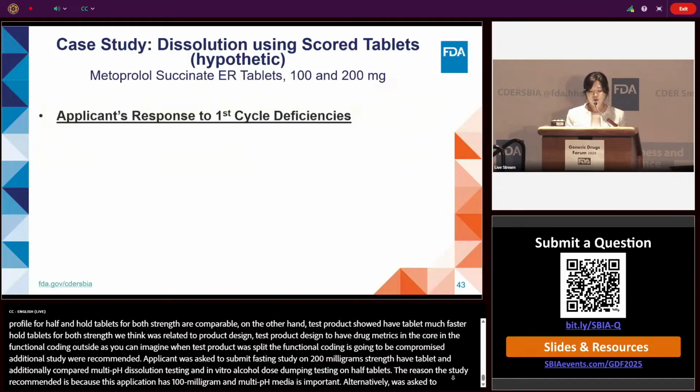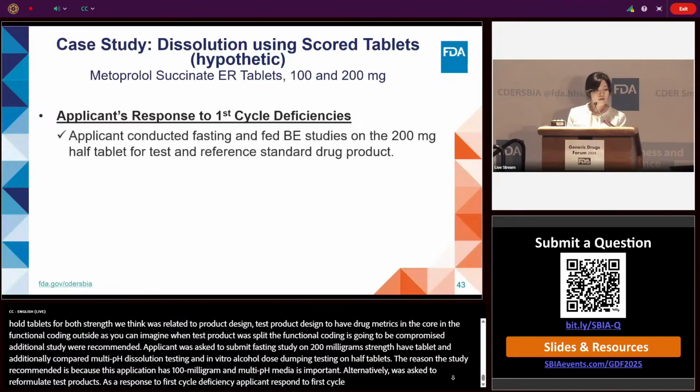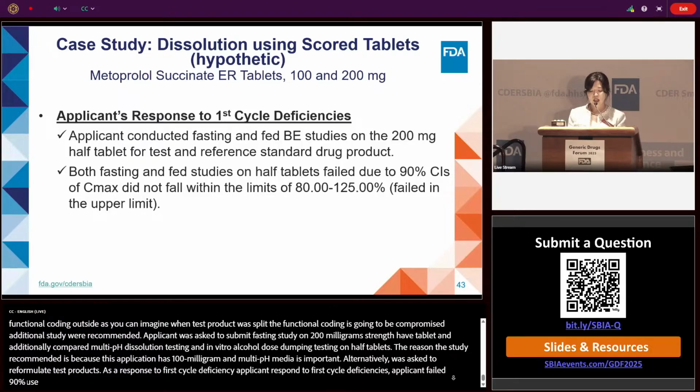As a response to first cycle BE deficiency, the applicant conducted a fasting and fed BE study on half tablet of 200 milligram strength. Both fasting and fed study on half tablet failed because 90% confidence interval of Cmax did not fall within the limit of 80 to 120 and failed in upper limit. So this supports our concern that different formulation design may have impact on bioequivalence of a half tablet.